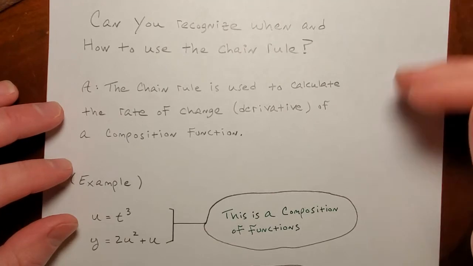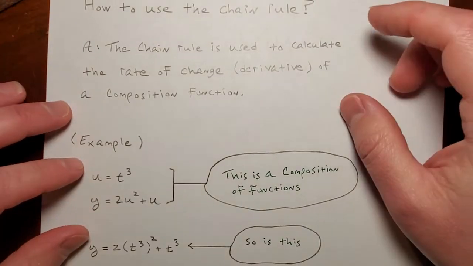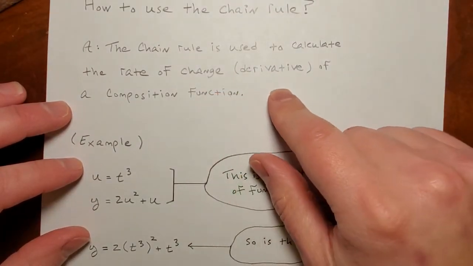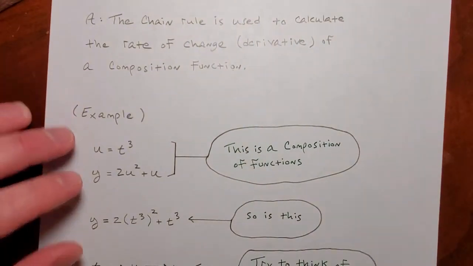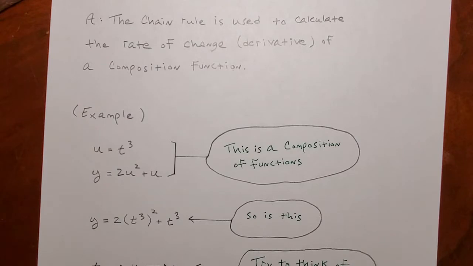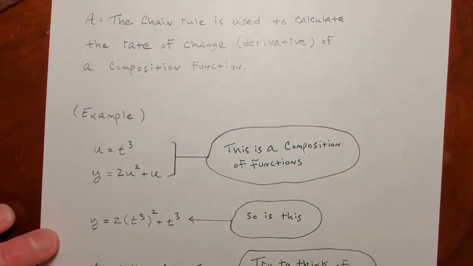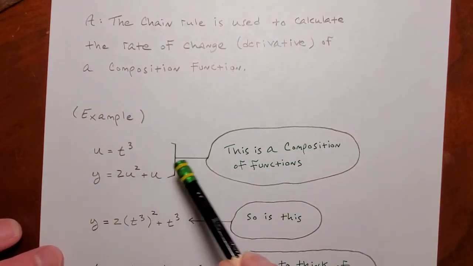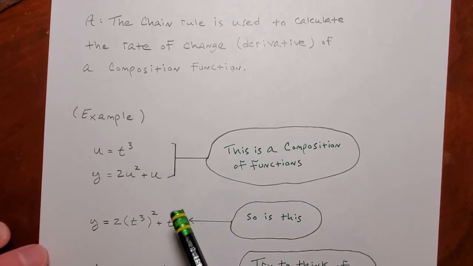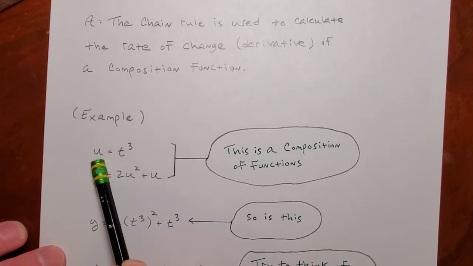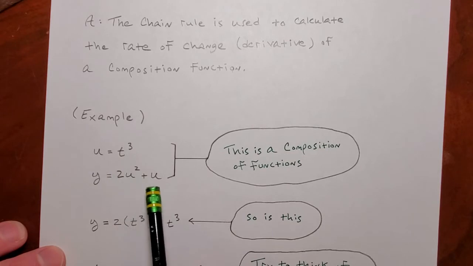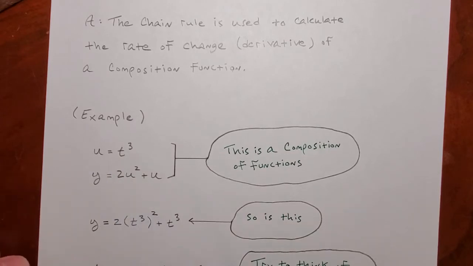So when and how do you use the chain rule? Well, the chain rule is used to calculate the rate of change or the derivative of a composition of functions. A composition of functions is something like this. There's different ways you could say it, but I would like you to see that these are the same thing. Say that there's some variable t, and if you know what t is, then you can calculate this other variable u. But then if you know what u is, you can calculate this other variable y. That's a composition of functions.